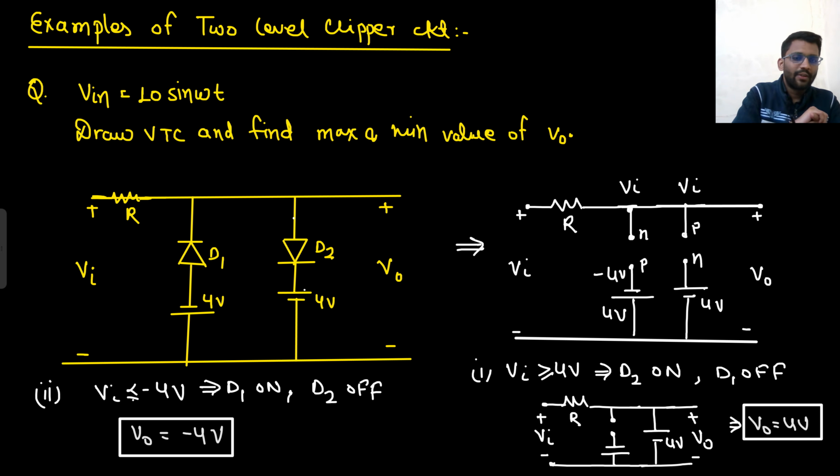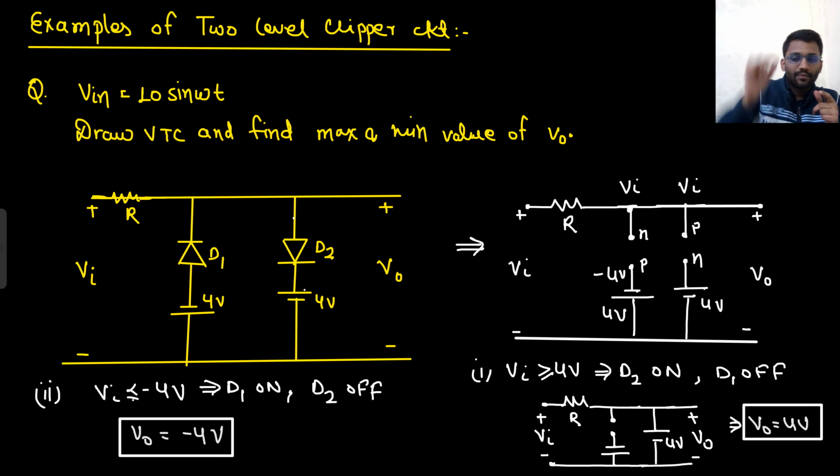So I will try to turn on the diode D1. So what I will do? I will apply V in less than minus 4 volt. So diode D1 will be on. So for V in less than minus 4 volt, I will check the condition of D2 as well. At that time, D2 is off. So my output will simply be minus 4 volt.